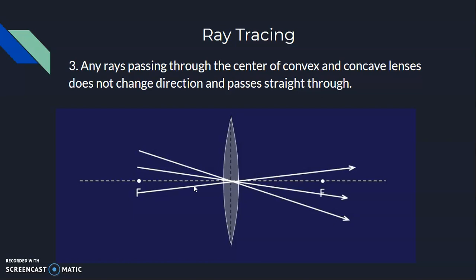Third, any rays that pass through the center of both concave and convex lenses will not change direction. Therefore, you can just trace the ray entering straight through the lens.